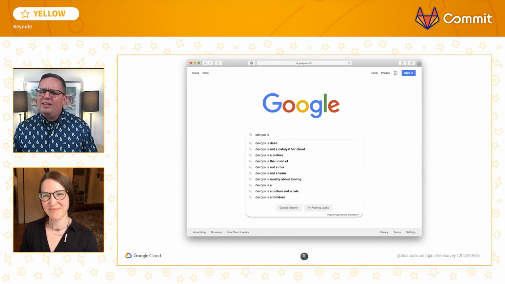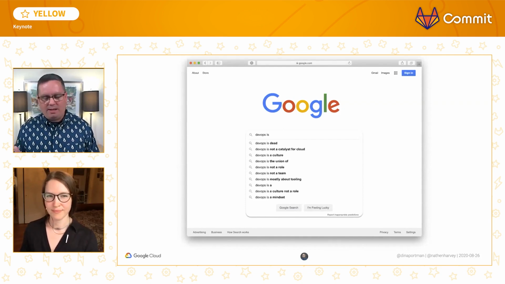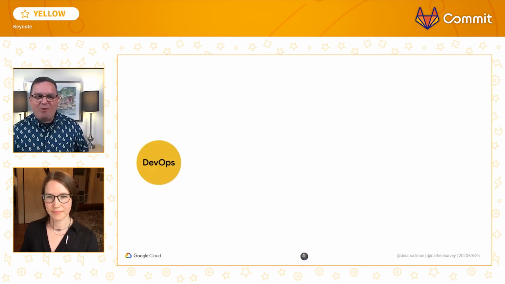It has proven a little harder to say what DevOps is. There are tons of possible definitions. So here's a good one that I like. It's about organization and culture, about velocity and reliability, shared ownership. But you know what they say, a picture is worth 1,000 words. An animated GIF, it's worth 1,000,000. So let's have one of those.